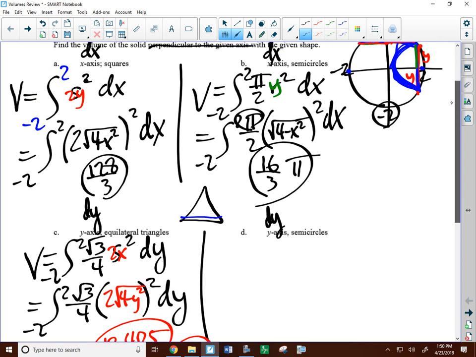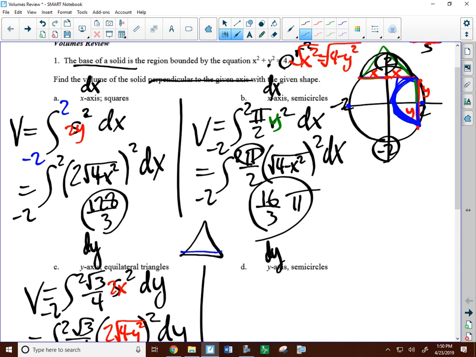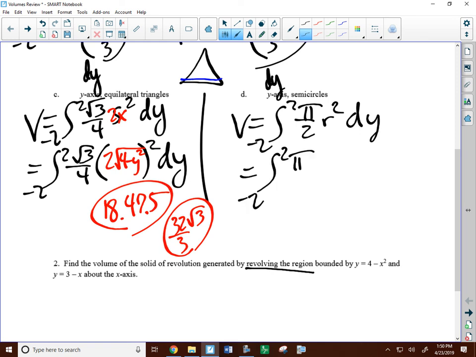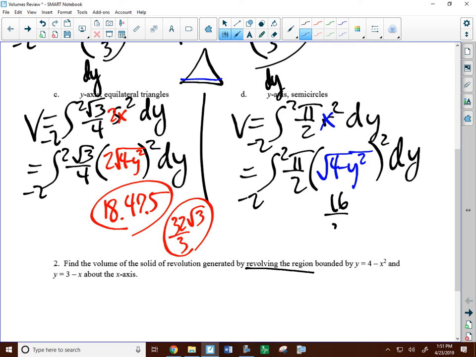Okay, and same one with semicircles. So it's just instead of trying a semicircle, similar as before, I only need x this time. I don't need the entire diameter. I just need x. Still negative 2 to 2 from over here. Semicircle pi over 2 r squared dy. And then as I just said, that r is x here. And x we just wrote in as square root of 4 minus y squared. Don't forget that squared. Calculator: 16 thirds pi.